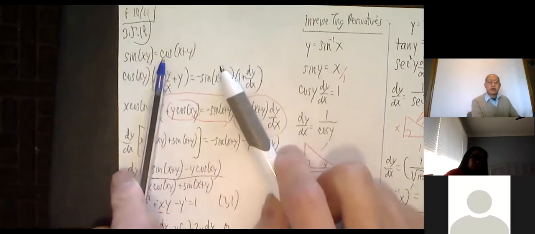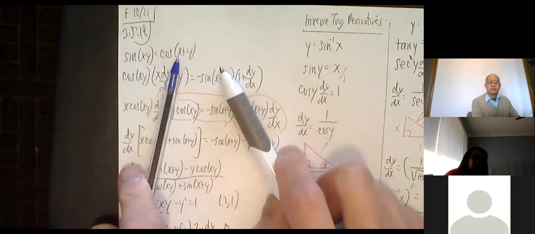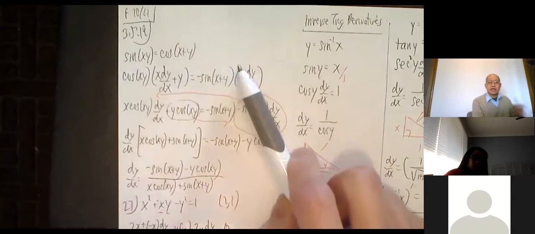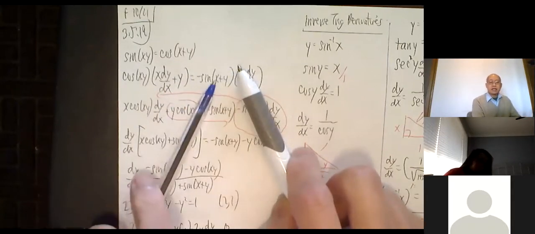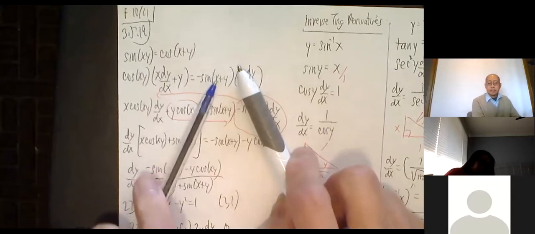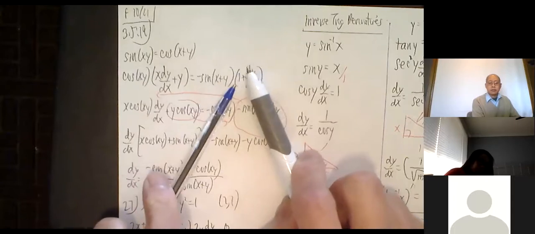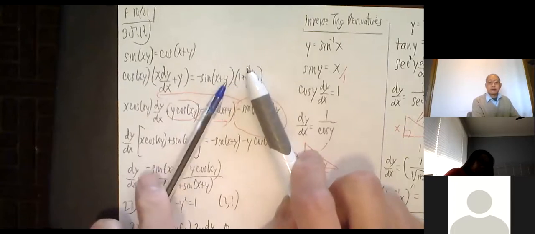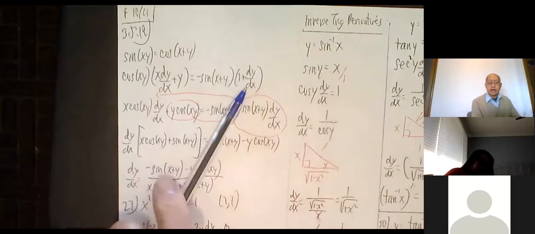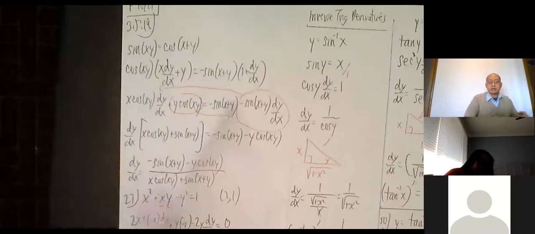So what's the derivative of cosine of (x plus y)? Negative sine of (x plus y). And then by the chain rule again, it's times the derivative of the inside. So what's the derivative of x? 1. What's the derivative of y? dy/dx. 1 times dy/dx.